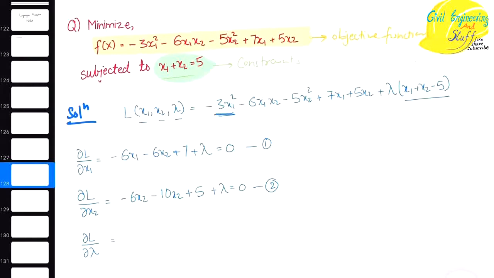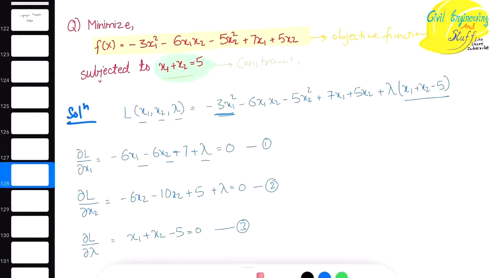So this is equal to x1 plus x2 minus 5 equal to 0, right? Now you observe that we have three equations and our unknowns are 3, x1, x2 and lambda. So three equations, three unknowns can be solved very easily. You can solve it manually, but since we have the facilities in the calculator, we should use the calculator to solve these three equations.